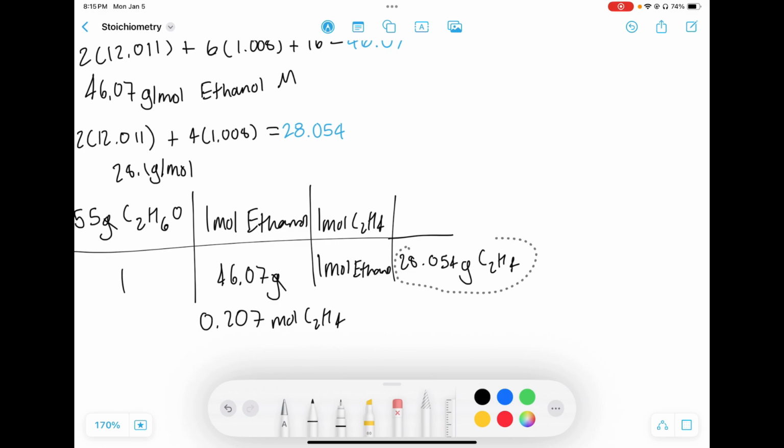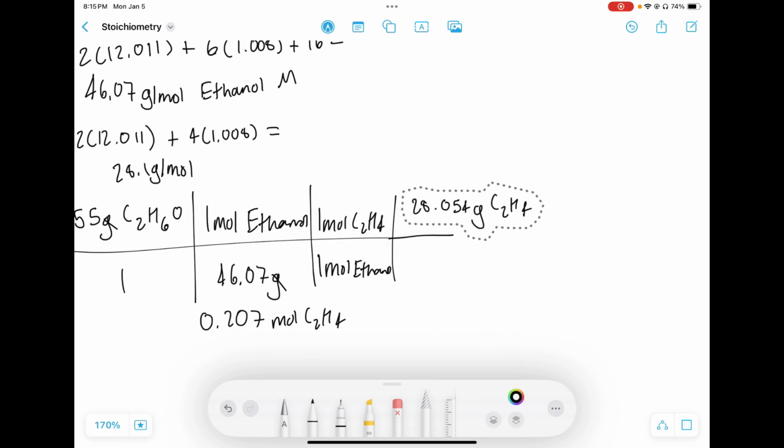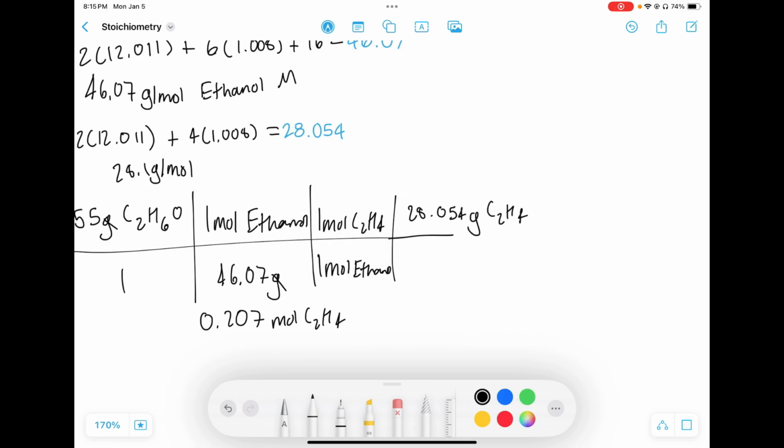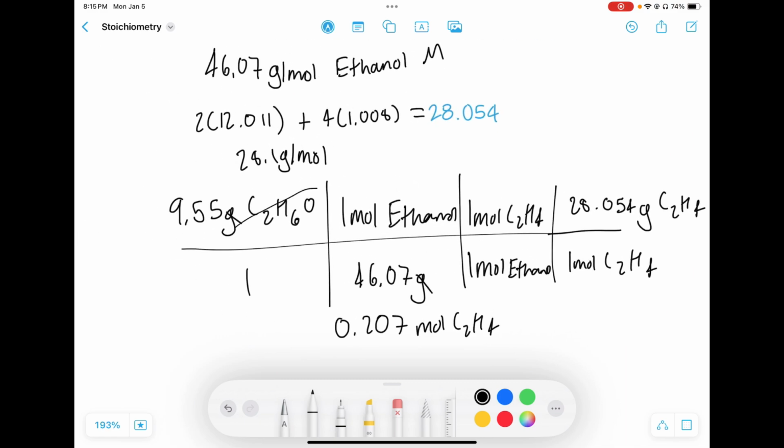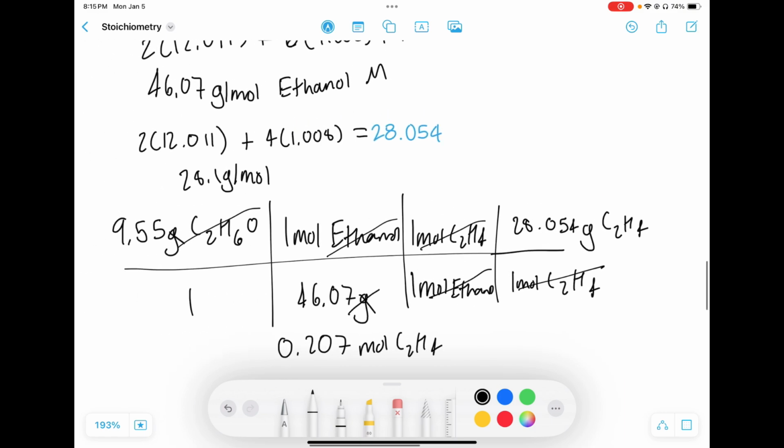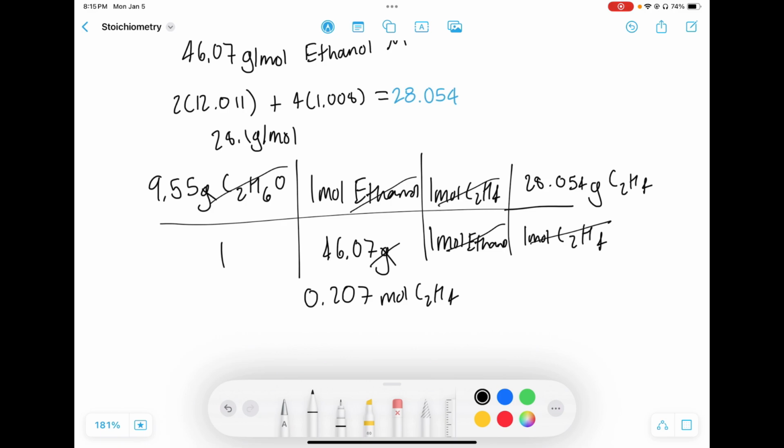See, guys, this is how you know easily if you made a mistake, because the units didn't cancel out. Grams don't work with moles. 1 mole C2H4, and now you can go. This is the best part. And now you just go straight across and divide where you need to. So 0.207 moles of ethene times 28.054 is equal to 5.82 grams of ethene.